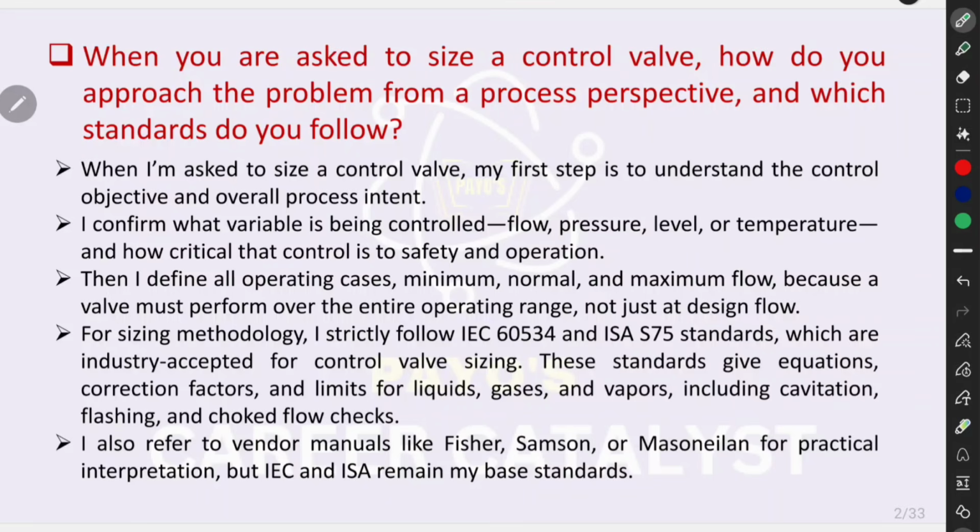For sizing methodology, I strictly follow IEC 60534 and ISA S75 standards, which are industry accepted for control valve sizing. These standards give equations, correction factors, and limits for liquids, gases, and vapors, including cavitation, flashing, and choke flow checks. I also refer to vendor manuals like Fisher, Samson, or Masoneilan for practical interpretation, but IEC and ISA remain my best standards.